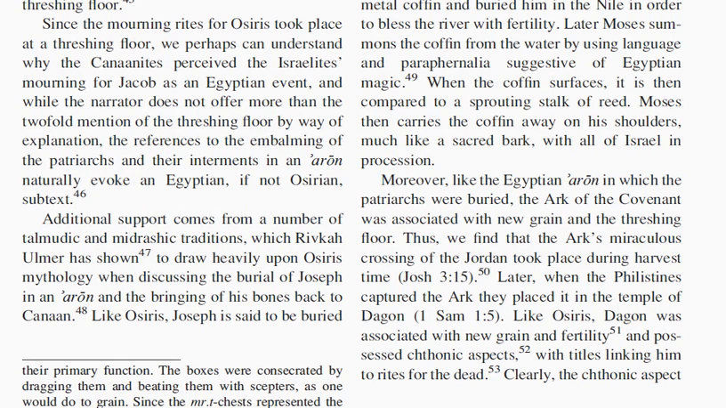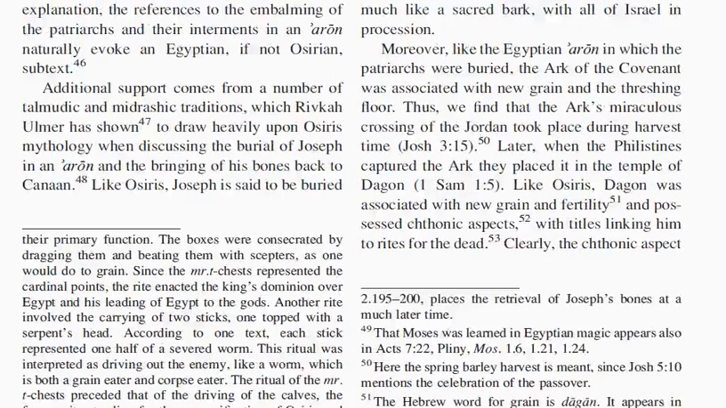Since the mourning rites for Osiris took place at a threshing floor, we perhaps can understand why the Canaanites perceived the Israelites mourning for Jacob as an Egyptian event. And while the narrator does not offer more than the twofold mention of the threshing floor by way of explanation, the references to the embalming of the patriarchs and their interments in an Aron naturally evoke an Egyptian, if not Osirian, subtext.